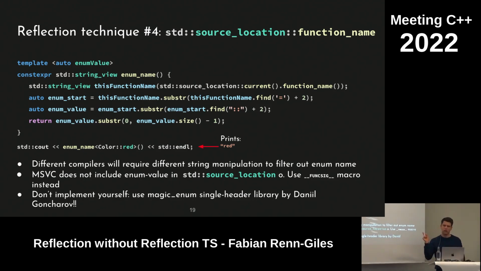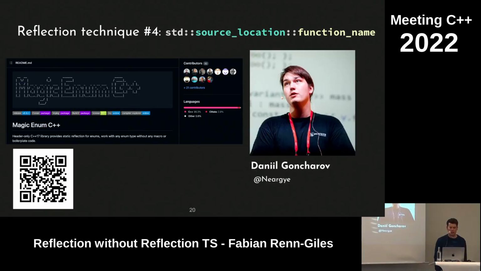Daniil Goncharov, I hope I'm pronouncing his name correctly, created this library called Magic Enum, which honestly is the best library. I use this on every project. It's the first non-STL library I include in every project. It also does the reverse, so it can convert strings to enum values. It can even iterate through the values of an enum, all at compile time. It's single header. Yeah, definitely go check it out. And he figured this out, right?